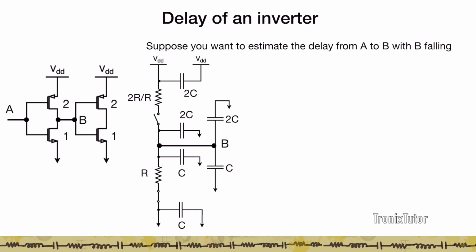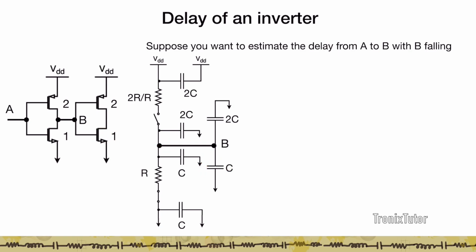So again, when I want to estimate the delay when B is falling, I'll replace all the transistors with their equivalent RC models. This PMOS is replaced with a 2R resistor, a 2C capacitor in its source, a 2C capacitor in its drain. But this PMOS is switched off since we are looking at the falling delay of node B. That's when the NMOS is turned on. And for the NMOS, it has a resistance R, a capacitance C at its drain, and a capacitance C at its source. Now, in addition to the capacitances due to the drains of both these transistors, we also have the input capacitance of this inverter showing up at this node. Right? So the gate capacitance of this PMOS is going to be 2C, and the gate capacitance of this NMOS is going to be a single C.